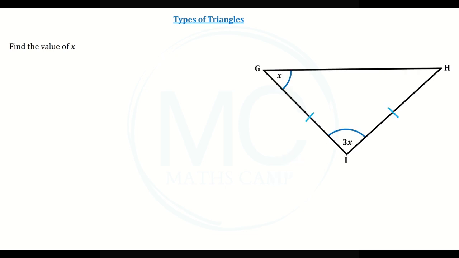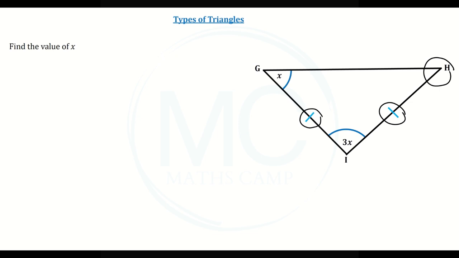Find the value of x. Here we see that angle G is x and angle I is 3x, and we don't have a value for angle H. But the small blue line over here and over here tells us that side GI is equal to side HI. So this is an isosceles triangle with two equal sides and two equal angles.